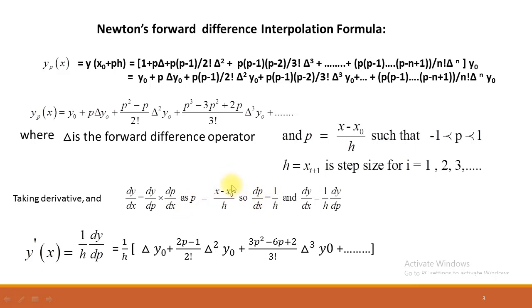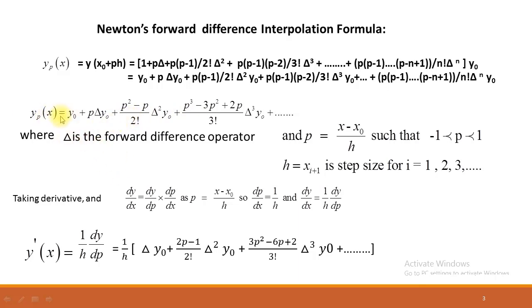Since x naught is the constant term, the derivative of this constant term will be 0, and the derivative of x with respect to x will be 1. So dp by dx is equal to 1 over h. And similarly, dy by dx will be equal to 1 over h dy by dp. Now come to the formula.